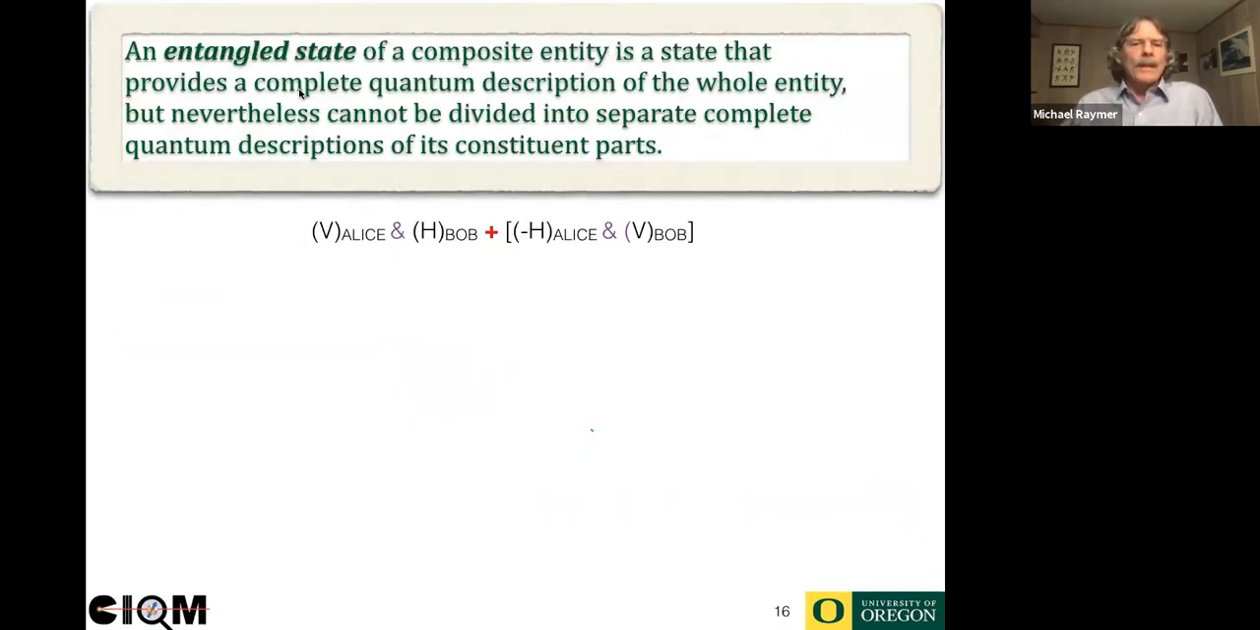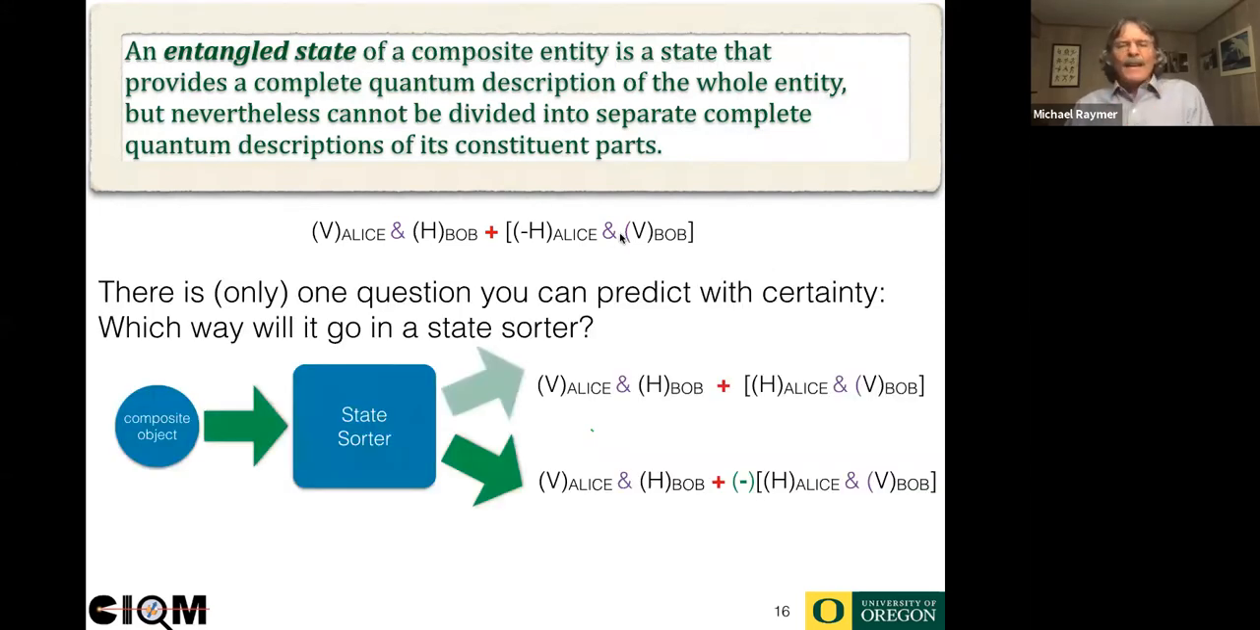Okay, so as we said, the entangled state is one that provides a complete quantum description of the whole combined entity, but cannot be divided into separate complete descriptions of each separate part. And this is the Bell state here. Now, you might think that because we have all these different possibilities, H and V, there wouldn't be any measurement I could make for which I know precisely the answer. In other words, if you think in terms of eigenstate, is this state an eigenstate of any quantity? Well, yes, there is one quantity that I can define.